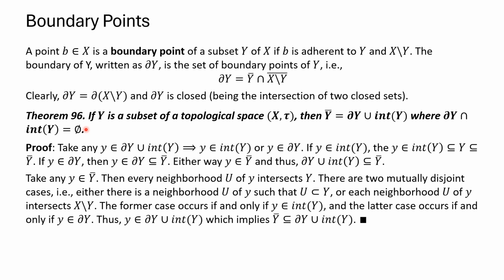So we have a theorem. If Y is a subset of a topological space, then the closure of Y is the union of its boundary and its interior, where the boundary and the interior have an empty intersection, I should say. So let's prove that. We're going to take an element of this side of the equality and show it's in the closure of Y, and then we'll take an element of this side of the equality and show it's in this inner union here, and then that'll prove the equality.